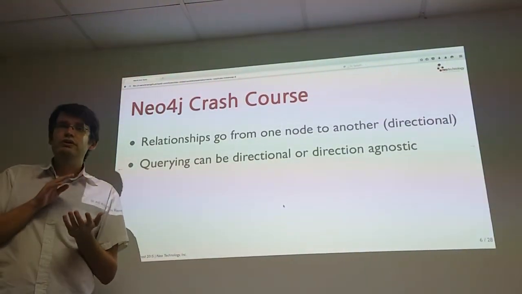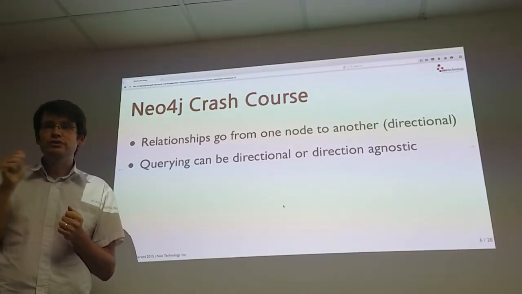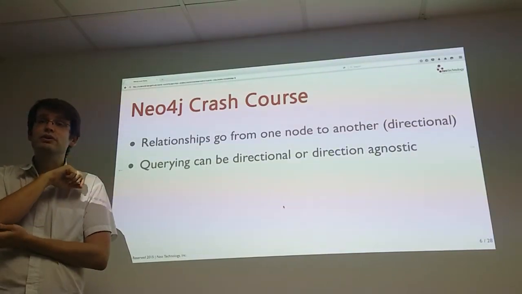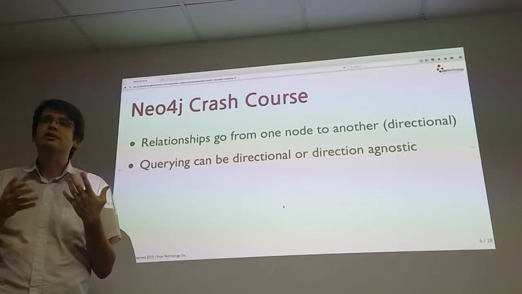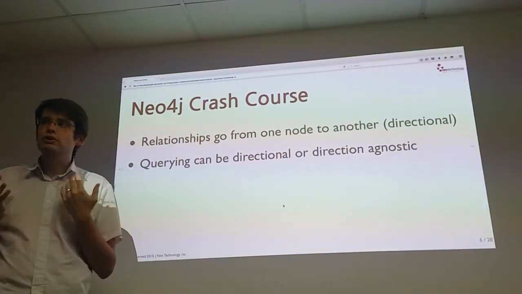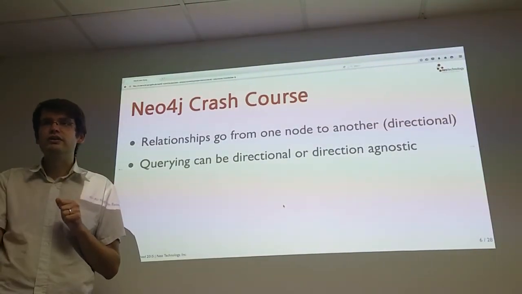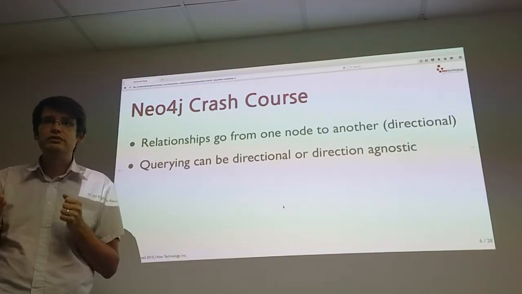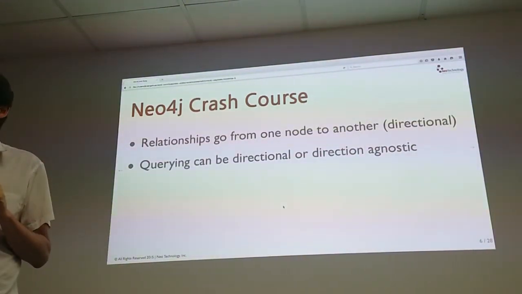Relationships are always one-directional, so they always go from one node to another node. There's always a start and always an end. But sometimes it makes sense to query bi-directionally, where you don't care about the direction. In those cases, when you query, you can just ignore the direction, and there's no performance hit on that. You can go from one node to the other in either direction, and it's the same performance impact. Any questions so far? Does that all make sense? Great.